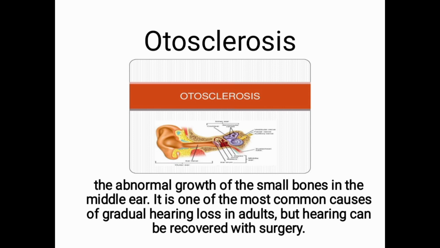Otosclerosis. Otosclerosis is the abnormal growth of the small bones in the middle ear. It is one of the most common causes of gradual hearing loss in adults, but hearing can be recovered with surgery. The cause is unknown, but risk factors include family history, gender, and pregnancy. Treatment options include surgery and hearing aids.